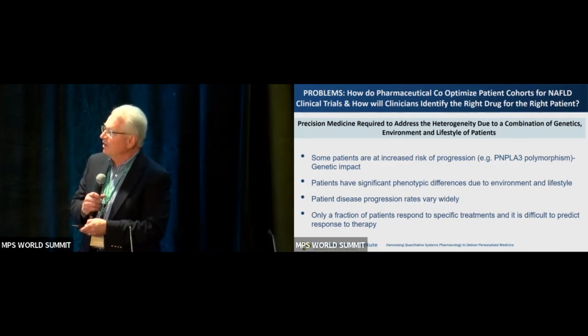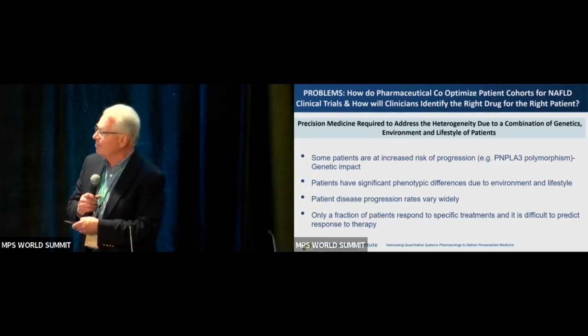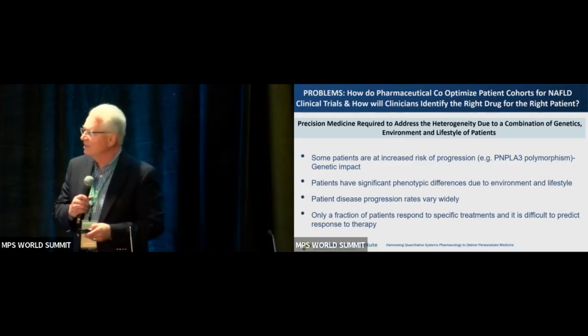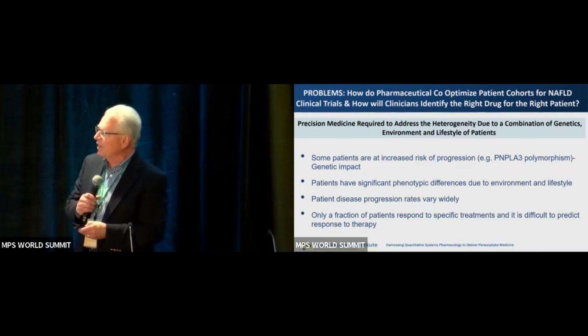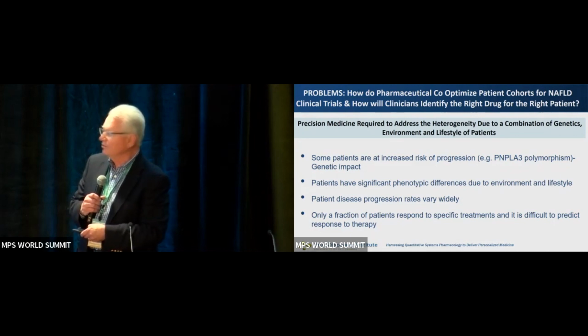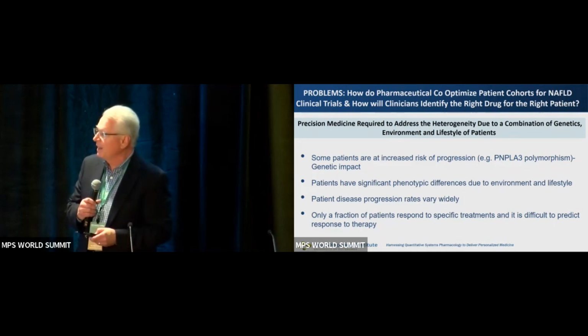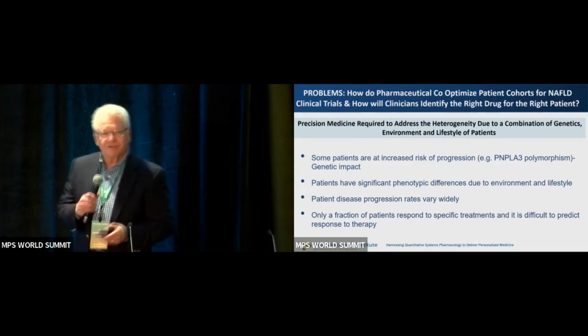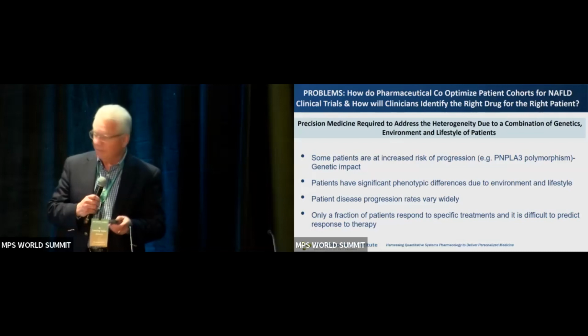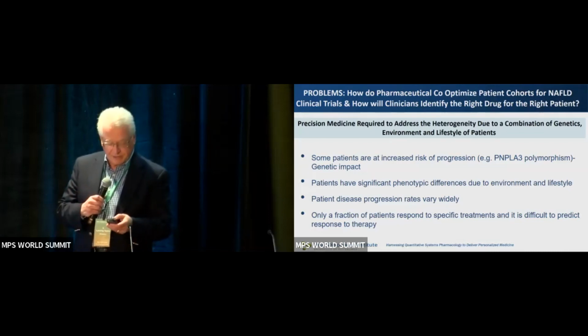Some patients are at increased risk of progression, for example, the PNPLA3 polymorphism, and that's something that Summer talked about earlier this morning. Patients have significant phenotypic differences due to the environment and lifestyle. And patient disease progression rates vary widely, and only a fraction of patients respond to specific treatments, hence the failures in clinical trials.